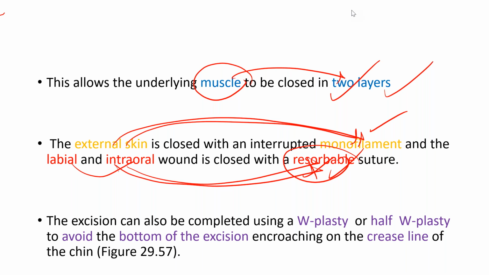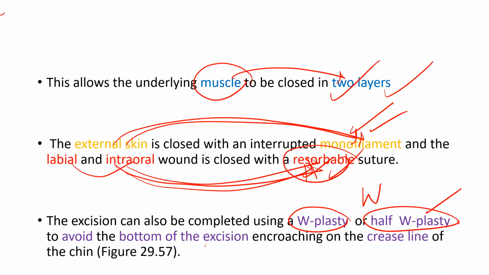External skin is closed with interrupted sutures. So externally you have to put removable sutures. Internally you have to put resorbable sutures. There is some technique called W-plasty or half W-plasty to avoid the bottom of excision to the crease line. So the technique useful here is called W-plasty.